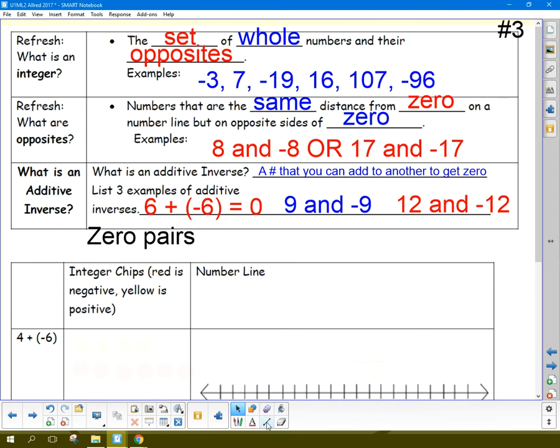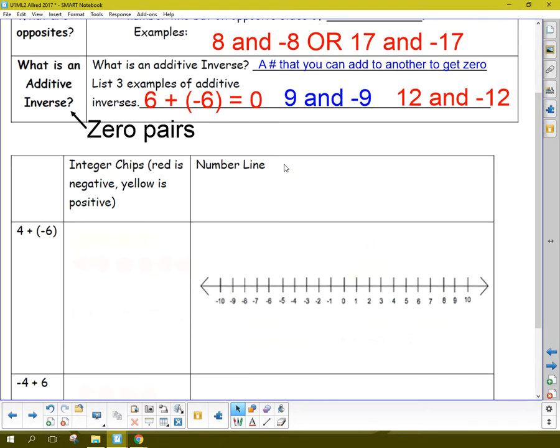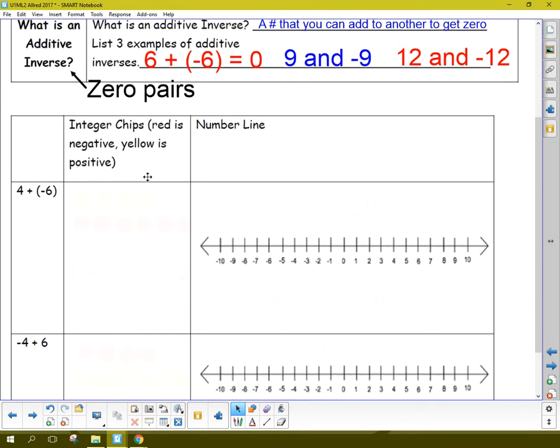Okay, so you can also call these numbers that add together to create 0 zero pairs as well. That's what we called them last week sometimes as well. Okay, so those are 3 basic things you need to know before you start to add integers to each other. What we're going to do is we are going to work with some chips. You're going to draw some on your page. I'm going to have some on your screen. And we're going to try to figure out a couple of different addition with integer problems here.